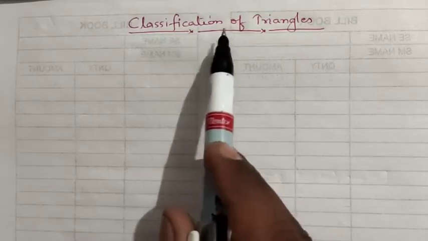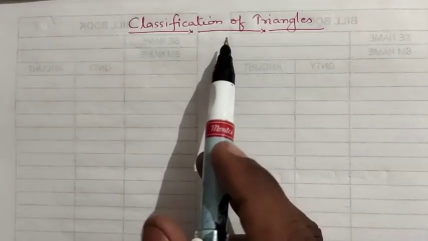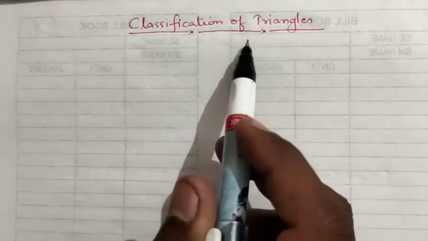Now today, in this video, I am going to start a new topic, and the topic is classification of triangles. With the concept of this topic, we will be able to solve exercise 15B. Now, classification of triangles means the types of triangles.